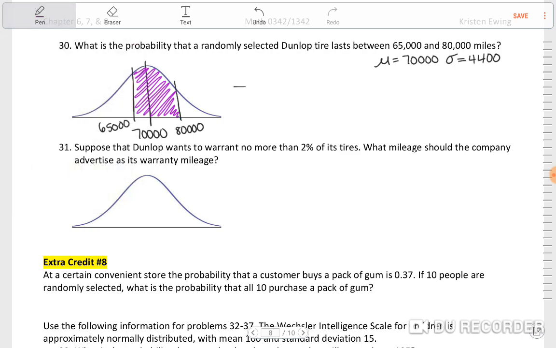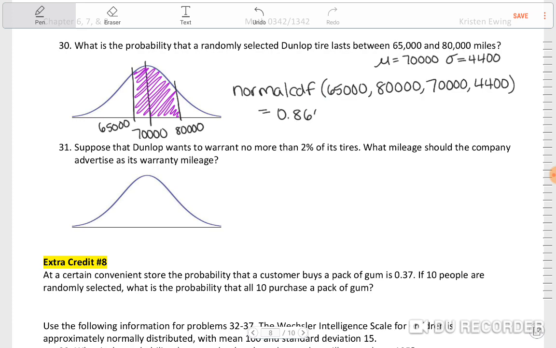Okay, so when we do our normal CDF for this one, the minimum value, 65,000. The maximum value, 80,000. Our mean, 70,000. Standard deviation, 4,400. And then when we plug that in the calculator, we will get 0.8606. So yes, you'll have one like this.